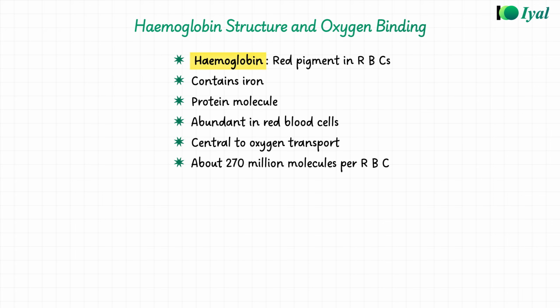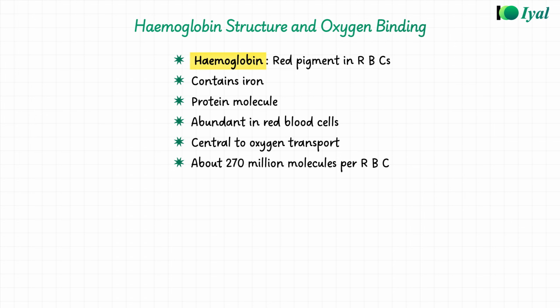Hemoglobin is a very important protein. It is red in color. That is why blood is red. It contains iron atoms and it is present in huge quantities in red blood cells. Each red blood cell contains about 270 million hemoglobin molecules. These hemoglobin molecules have the special ability to bind reversibly with oxygen. Reversibly means what? They can pick up oxygen and later release it, not permanent binding.